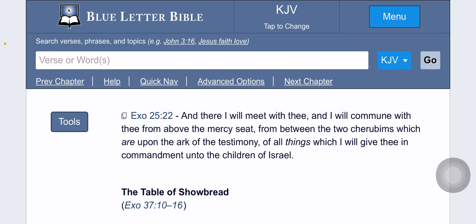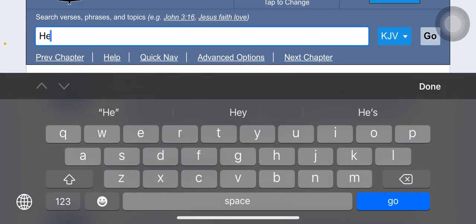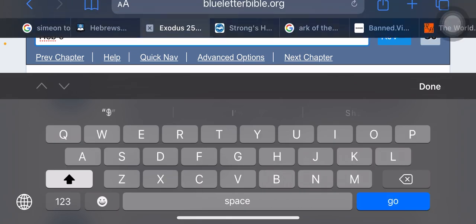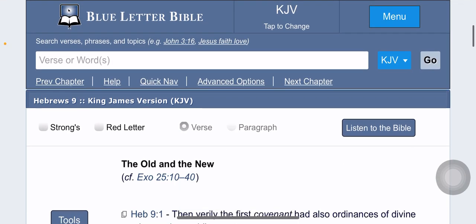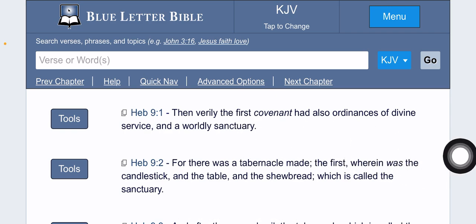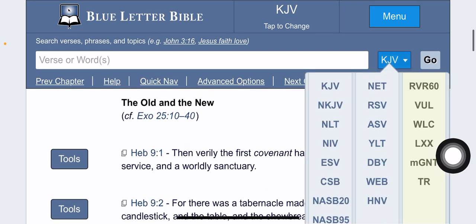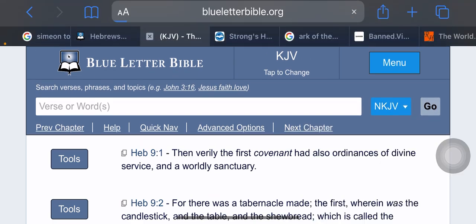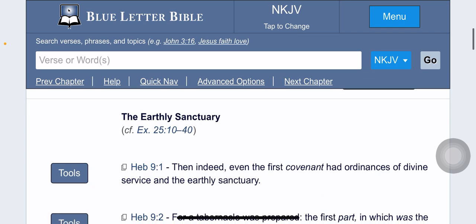Let's get to the book of Hebrews. We're going to read chapter 9, then we're later going to get chapter 8 as well. So this is the book of Hebrews chapter 9. I prefer to go to the New King James Version to make this English a little easier to understand.